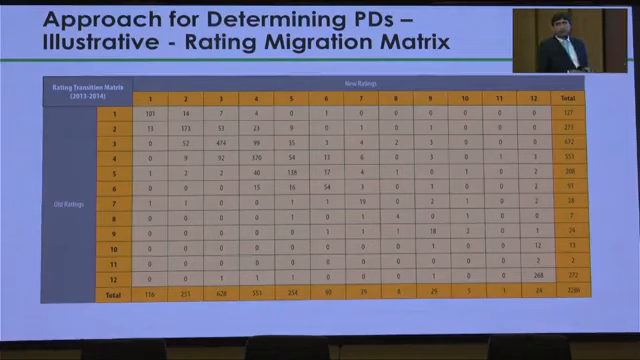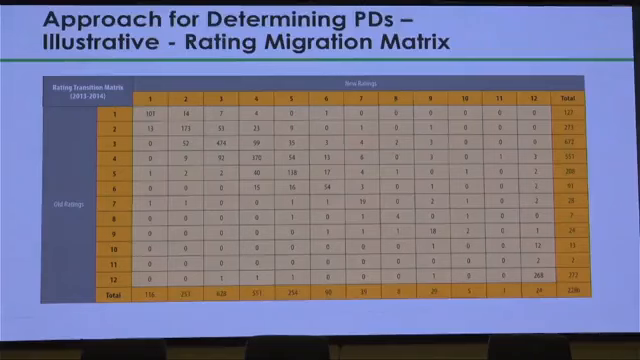Similarly, if you see the 9 rating, 9 rated customers, one customer out of those moved to rating 6. So that is how I compute default rate on my historical portfolio. So this will give you a historical default rate. Now this default rate will need to be statistically calibrated. So statistical modeling will be used to calibrate that default rate.